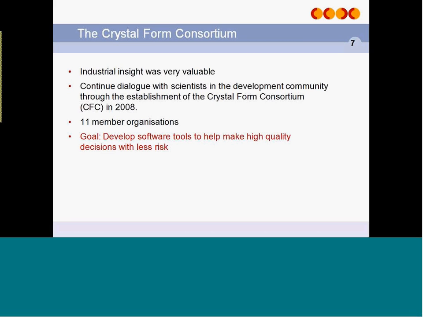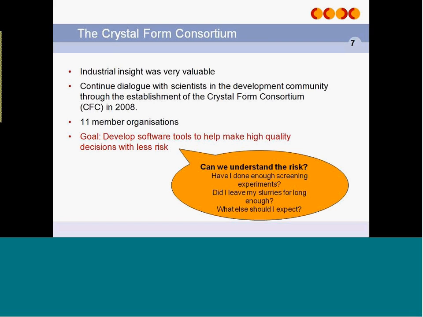The goal is to develop software tools that allow those development scientists to make high quality decisions about their solid forms with less risk. And really right from the beginning of the consortium, the questions that they were asking us were very similar to the conversations that we've been having with Pfizer. It's really that idea of can we understand the risk of polymorphism, for example, with our solid forms? Can we address questions such as, have I done enough screening experiments? Did I leave my slurries for long enough? Should I be worried that there is a more stable form still out there?